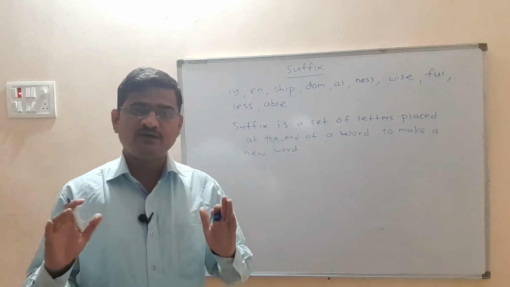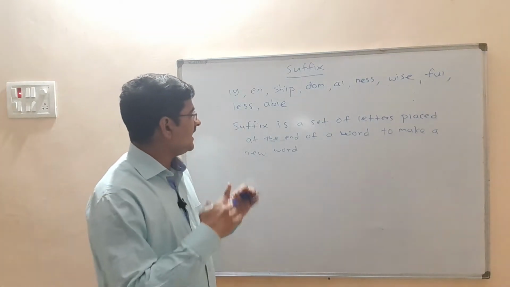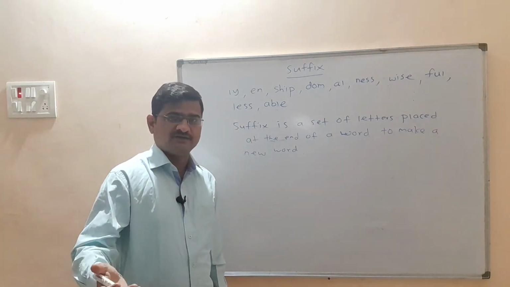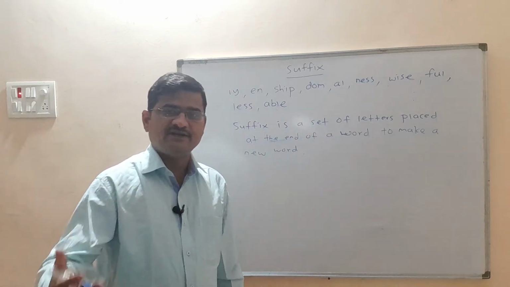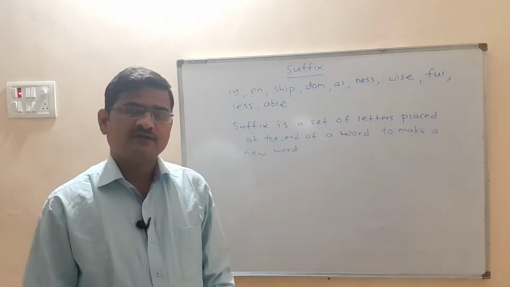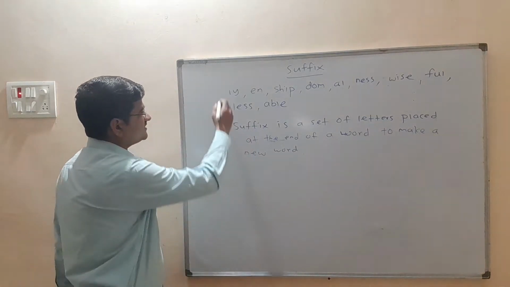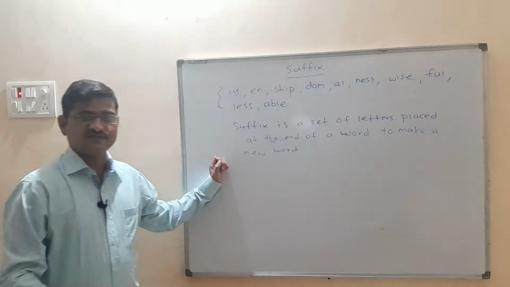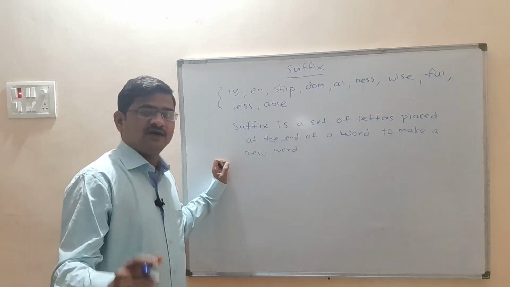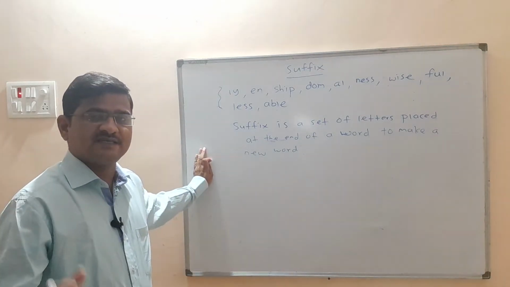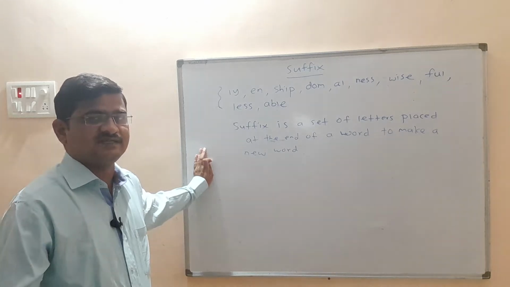What do we do with a word? We add something after the word. After adding it, we create a new word that is known as a suffix. So, here is a list of a few important suffixes in the English language. We will study various examples of these suffixes.